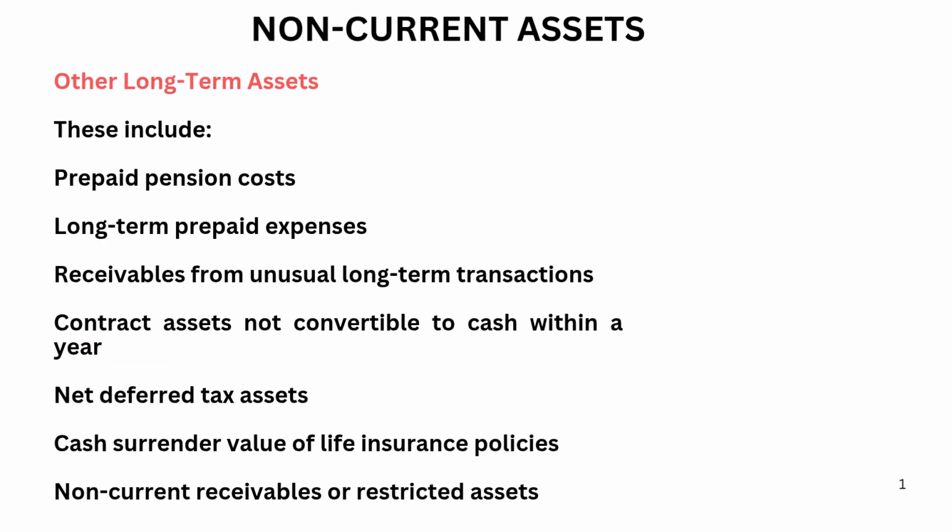7. Other long-term assets. This is a mix of various items that don't fall into the above categories. Examples include prepaid pension costs, long-term prepaid expenses, receivables from long-term transactions, deferred tax assets, cash surrender value of life insurance policies, contract assets not expected to convert to cash within a year, restricted funds meant for long-term use.